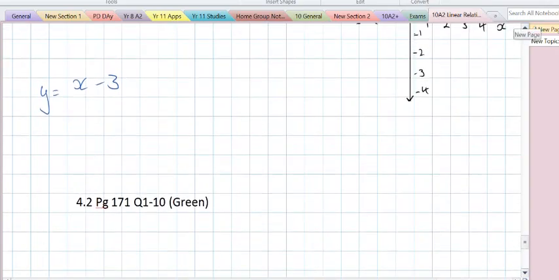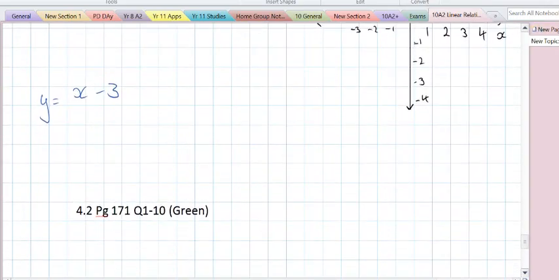And on the note of practicing this lesson, I would like you to focus the remainder of this double and tonight's homework on those questions. Page 171, questions 1 to 10, and go through the green sections. Alright? Yes, I know it's a lot of questions, but practice on this will pay off when it comes time for the tests and exams.